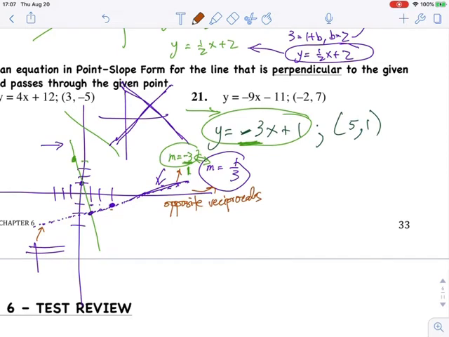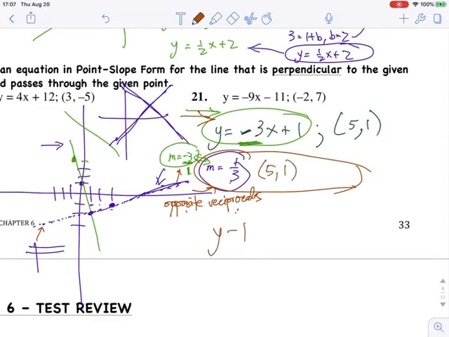It should be opposite, meaning if one's negative, the other's positive. And when one's positive, the perpendicular slope line has to be negative. Okay, that's what we mean by opposite. A reciprocal, you just take the fraction and flip it. So, in order for it to be perpendicular to this, we need a slope of positive 1/3, and it needs to go through (5, 1).